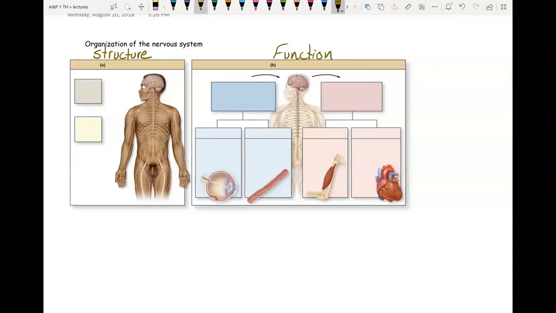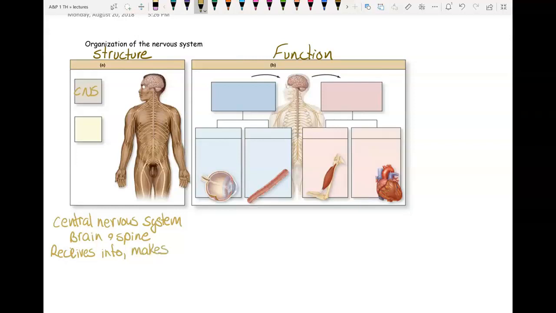For structure, we have two. There is the CNS, which is central nervous system. This is the brain and spine. The central nervous system receives information, makes decisions, and gives commands.